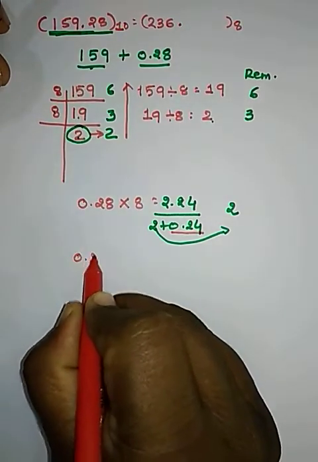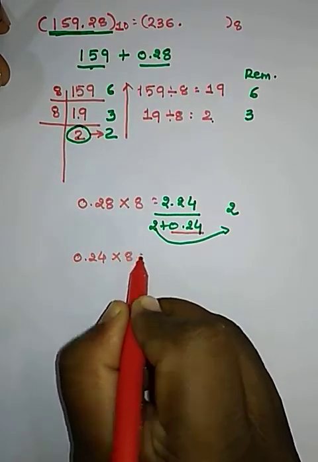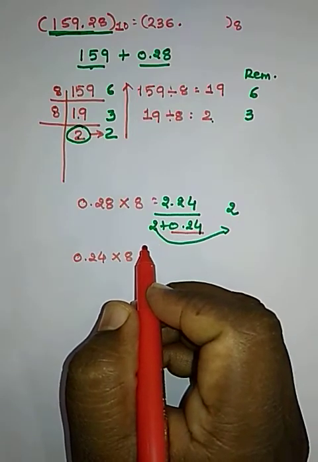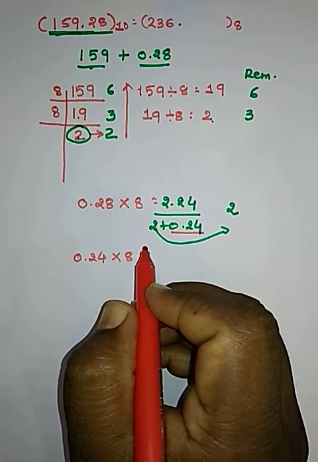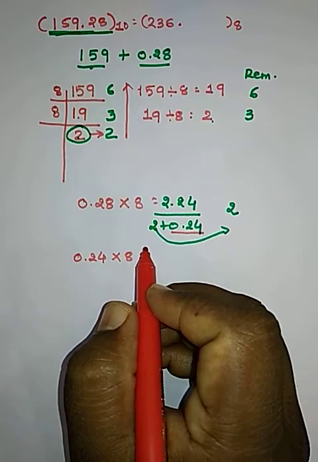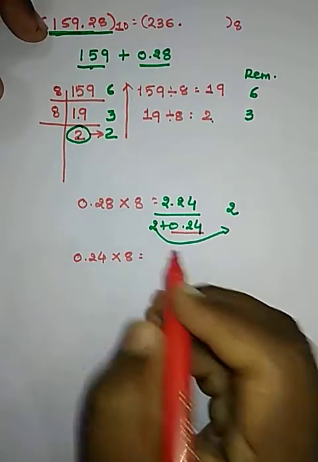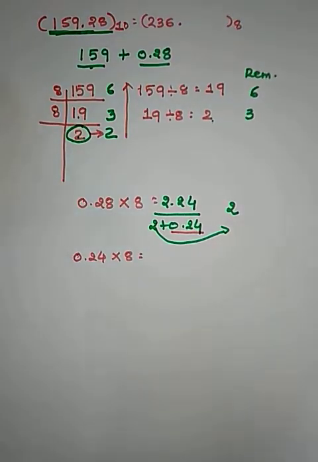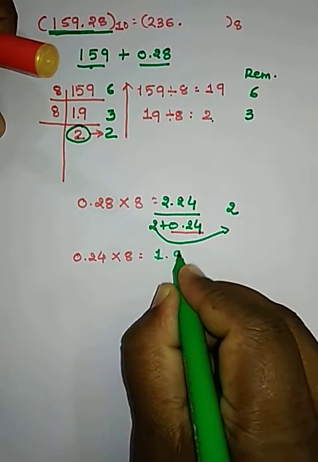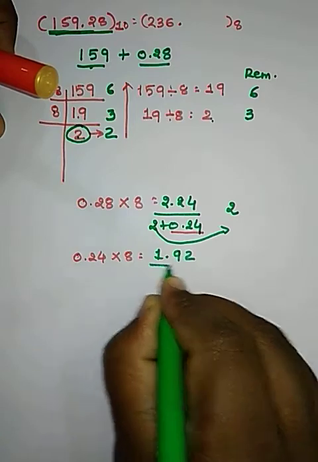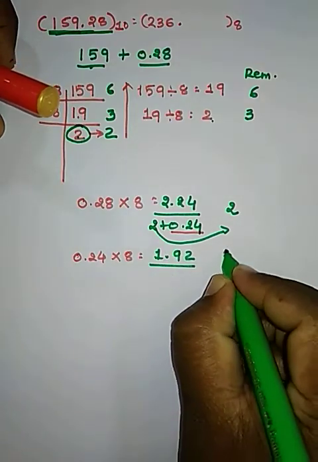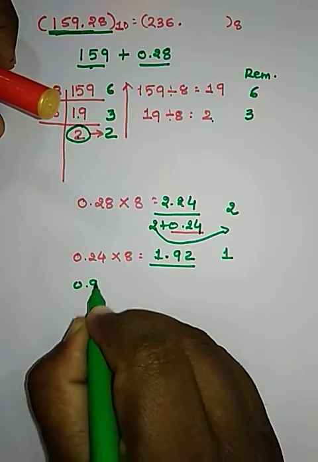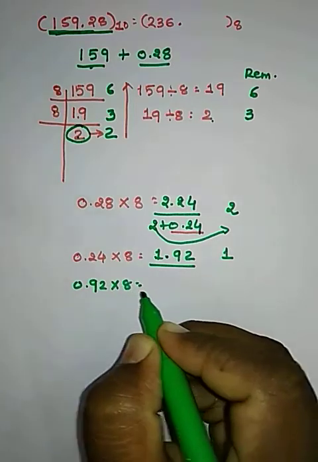What is left? 0.24. This 0.24 is multiplied by 8. What answer will come? 1.92. Okay, what is the part before the point? It's a 1. Take it out. Then again 0.92 into 8.